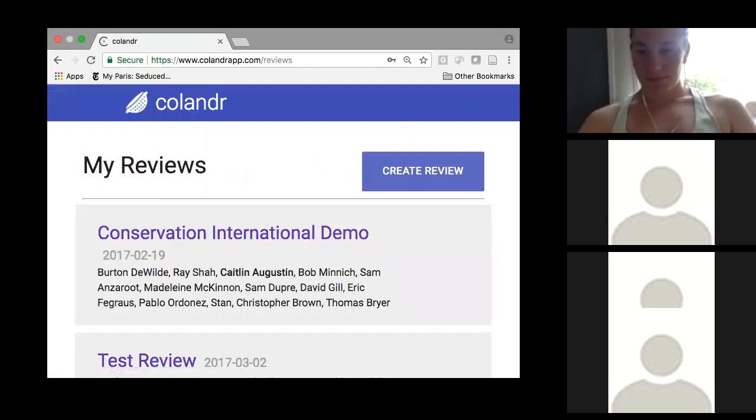Okay, all right. So Calendar is a free and open access app for facilitating the evidence synthesis process. It allows you to do review planning.